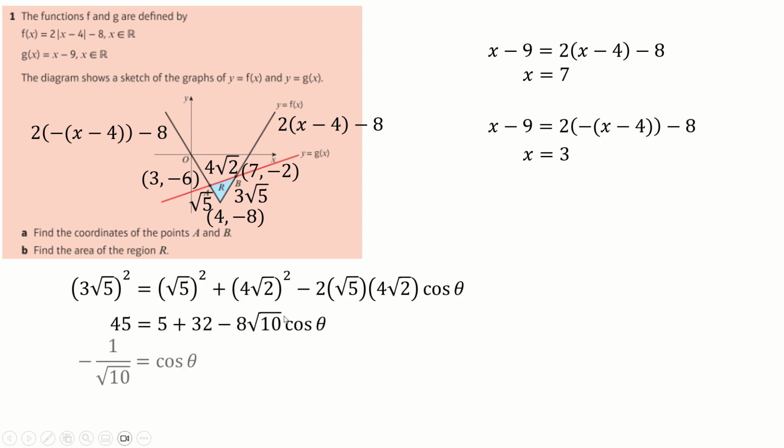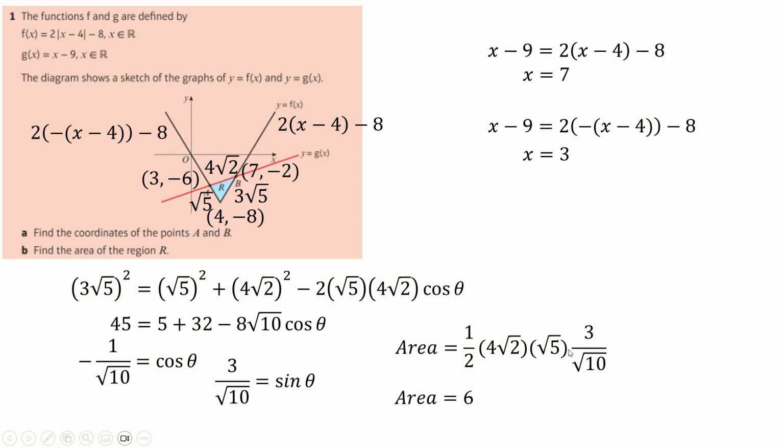You eventually end up with cos theta as that. You can use sine squared plus cos squared equals 1 here. Cos squared is 1 over 10, clearly. Take that away from 1 is 9 over 10. Root it is 3 over root 10. And then, of course, if that's sine of this angle here, we can just do a half AB sine C, with this being A and this being B, and sine C being this, and we'll get our answer of 6, and that'll be the question done.